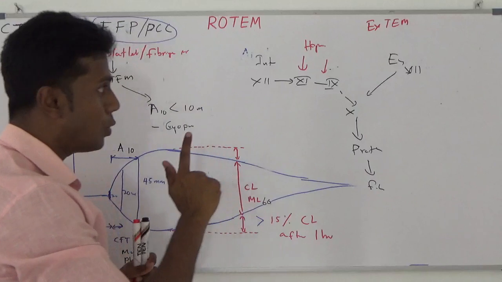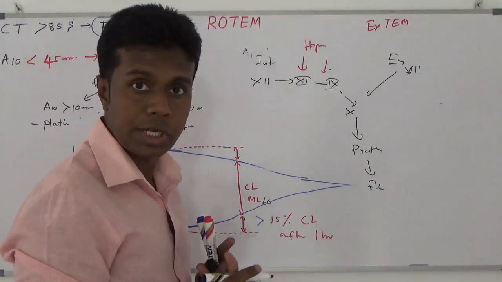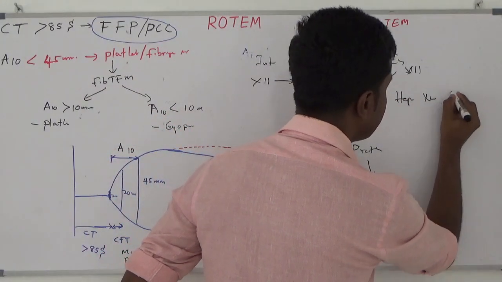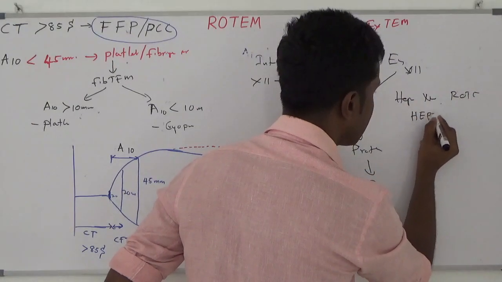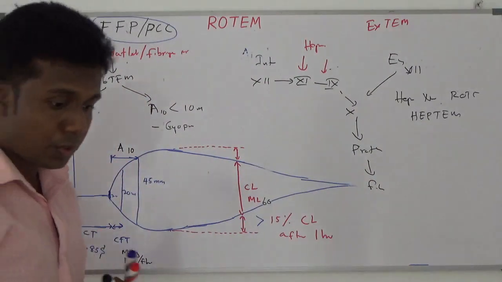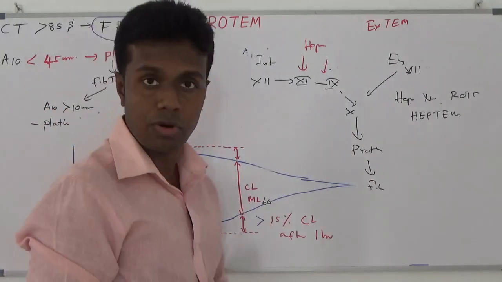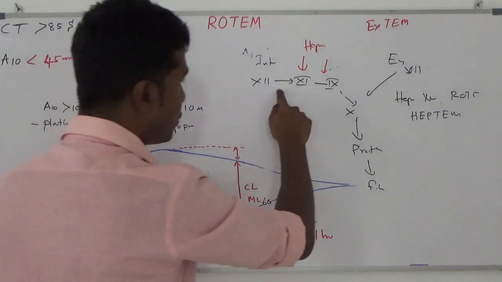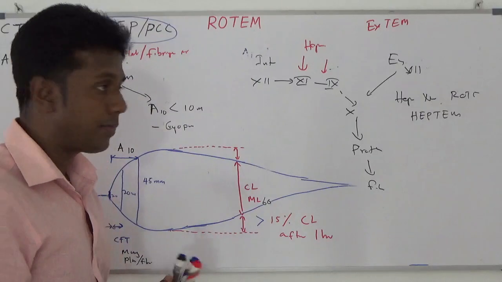For that, I am going to run another kind of ROTEM called heparin neutralization ROTEM, or HEPTEM. What I am going to do is run this coagulation pathway, intrinsic pathway or extrinsic pathway. I found to have high clotting time. It may be due to deficiency of intrinsic pathway activity.